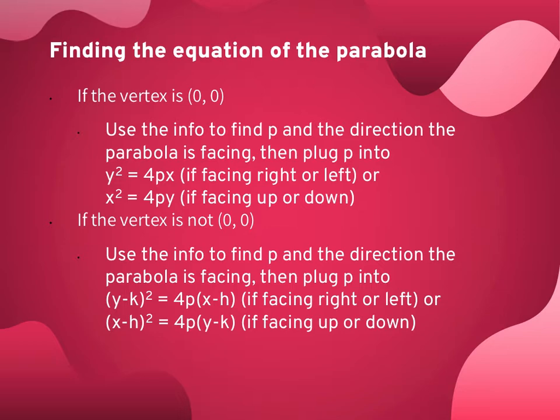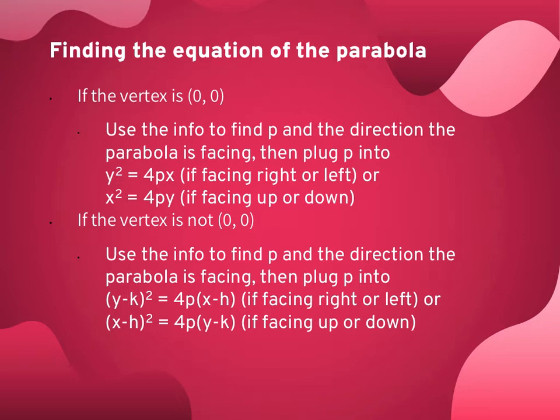So here are our steps. When we're finding the equation of the parabola, if the vertex is at 0, 0, you're going to use the information that's given to you to find the value of p, and it's also going to tell us the direction of the parabola. Once we find the p-value, we'll plug it back into either the y squared equals 4px, and that would be the graph that looks like a C or a backwards C, so it'd be facing left or right. And then if it's facing up or down, then it'll be the x squared equals 4py.